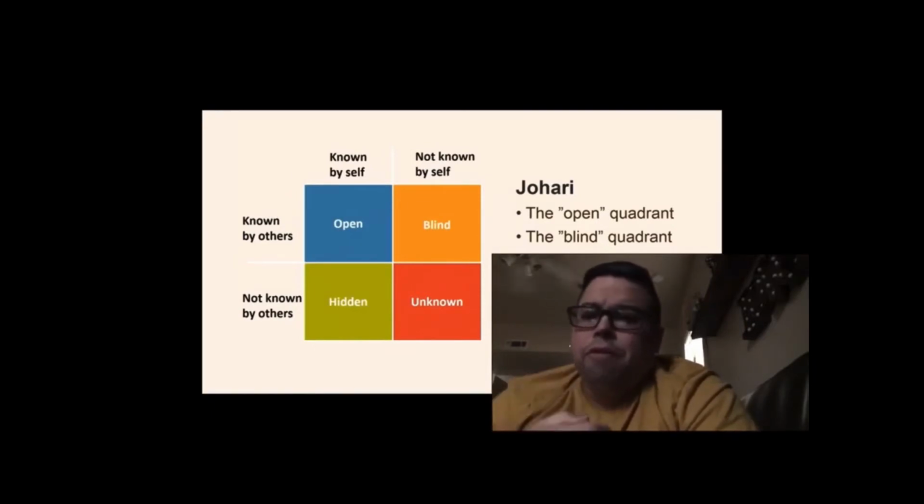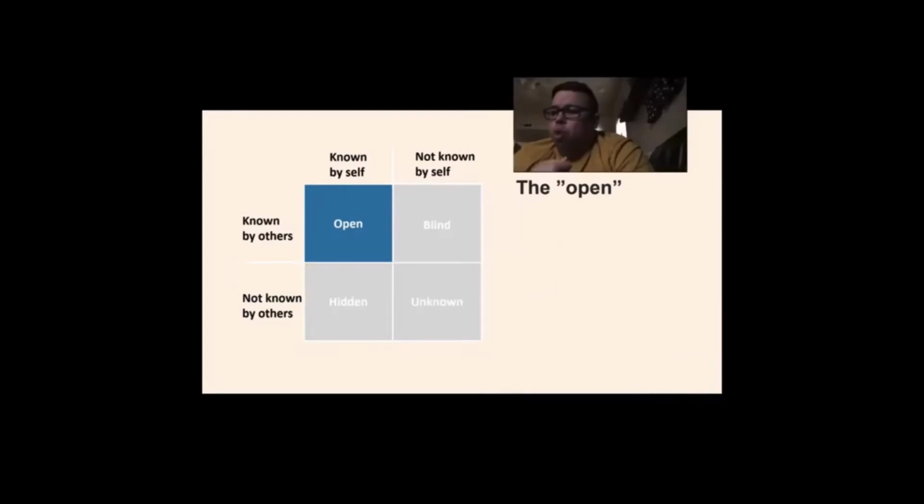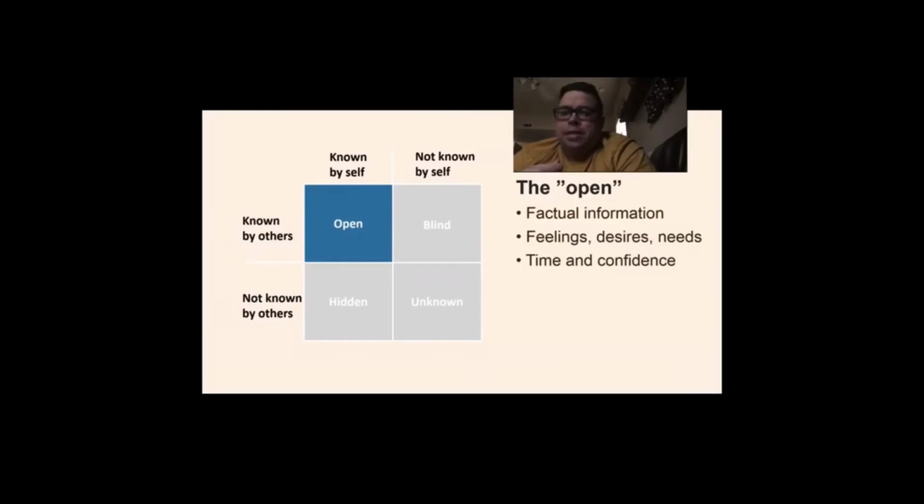The first one is the open quadrant, and it's called open because it involves a person's behavior, motivations, feelings, likes, dislikes, things like that. One example can be factual information about yourself. You might know that you're a loud person, and other people know that about you, obviously, because they have ears. It could also involve feelings, desires, and needs that you allow other people to know, basically information that you allow other people to know about you.